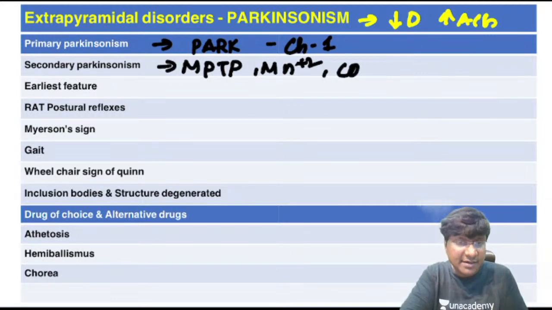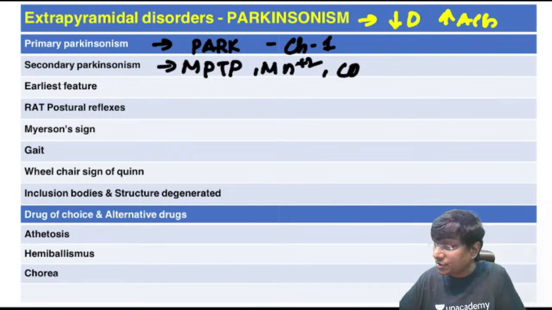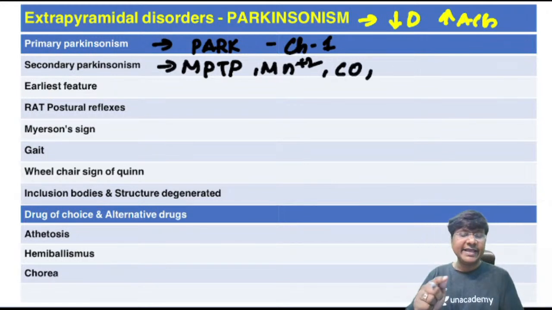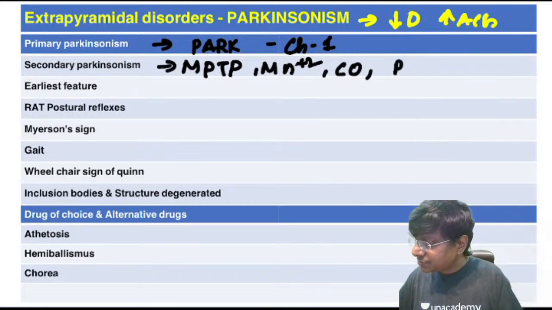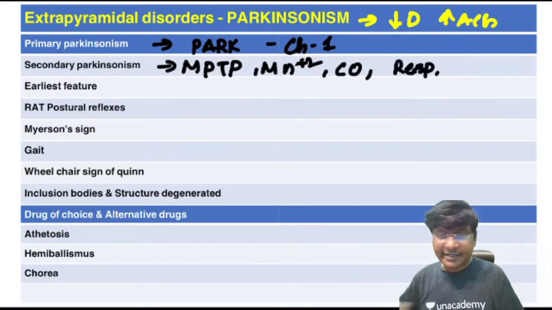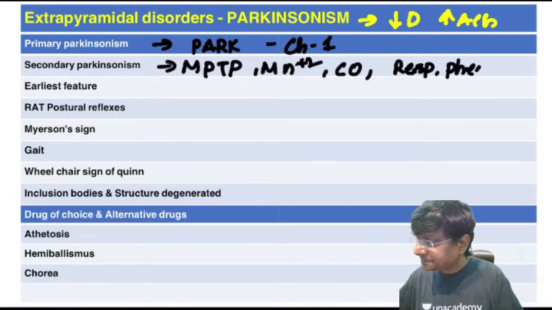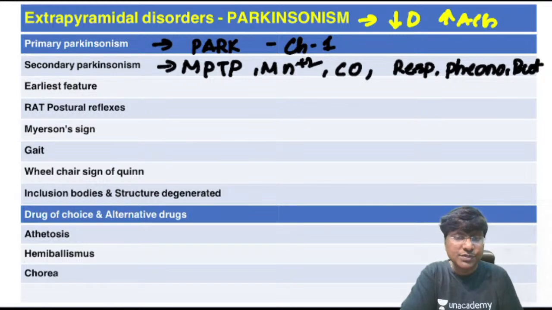Even drugs also. There are certain drugs which can induce Parkinsonism. Can anyone tell me what those drugs are? These drugs include metoclopramide, risperidone, phenothiazines, butyrophenones, alpha methyl dopa, and metoclopramide. So this is your secondary Parkinsonism.